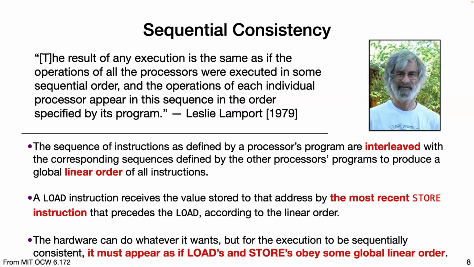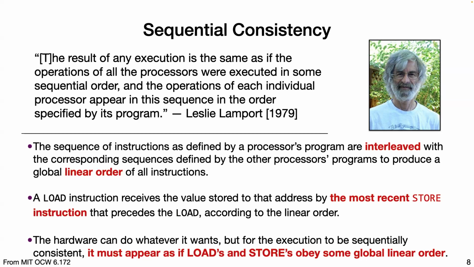So one of the oldest and most straightforward memory models is called sequential consistency. It says that the result of any execution is the same as if all of the operations were ordered in some sequential order, and the operations of each individual processor appear in the sequence specified by the program order. If we think about the previous example, that's saying the stores have to happen before the loads.